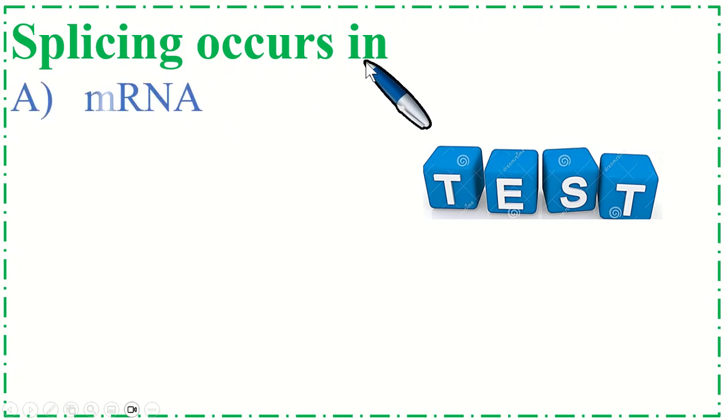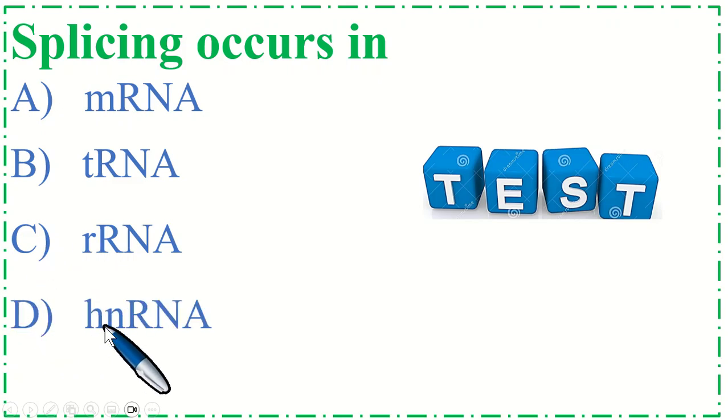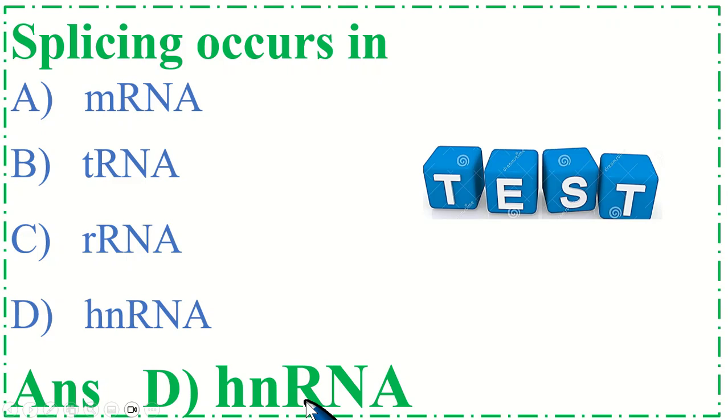Splicing occurs in option A, mRNA, B, tRNA, C, rRNA, D, hnRNA. Correct option is D, hnRNA.